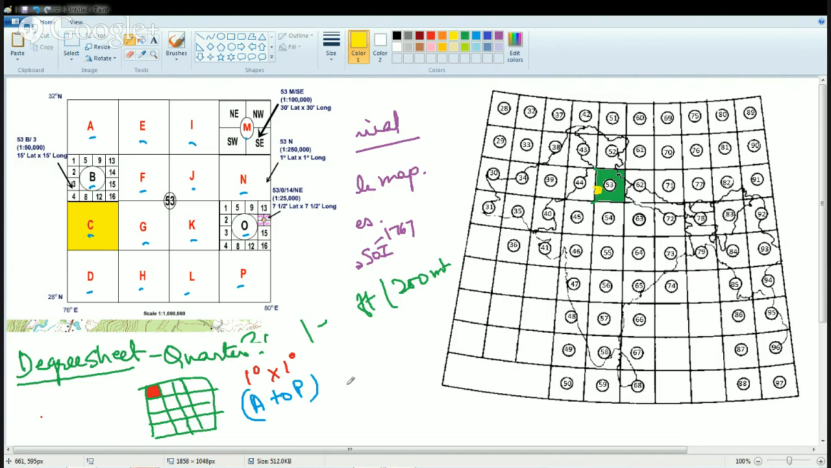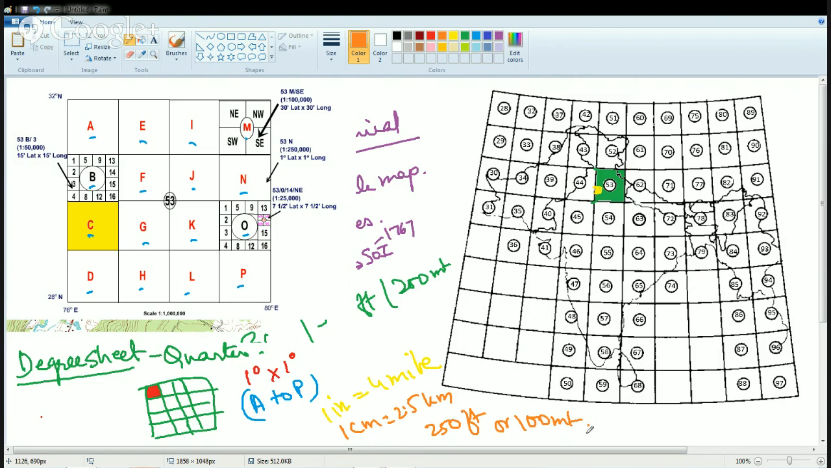Again, as we said there, 1 inch was 16 miles. So here 1 inch becomes 4 miles. Similarly, 1 centimeter becomes 2.5 kilometers. In terms of contour intervals, it would be 250 feet or 100 meters.